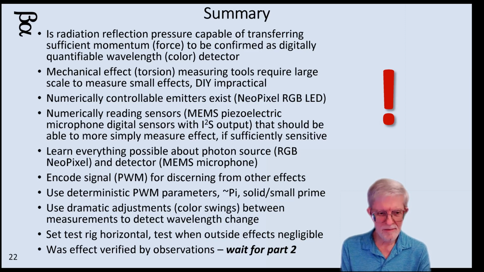Had to learn everything possible about NeoPixels and MEMS microphones. And I'm going to have to write some Python code to encode the signal and then swing the parameters quite wide in order to say, it's the signal I sent, not some random thing, and then adjust the color swings quite wide to see if we have measurable, detectable color effects, and then set the rig horizontal so it gets rid of some outside effects. Now, was it verified through observations? I don't know. Wait for part 2, because I'm just getting started.